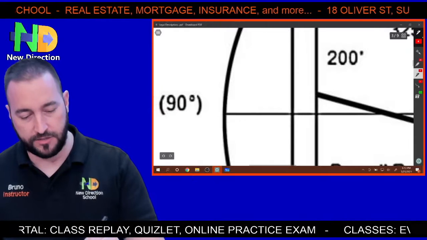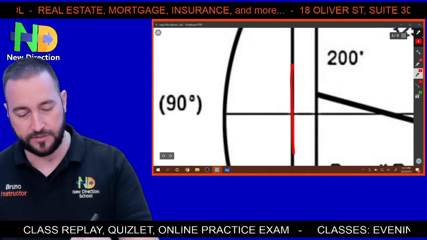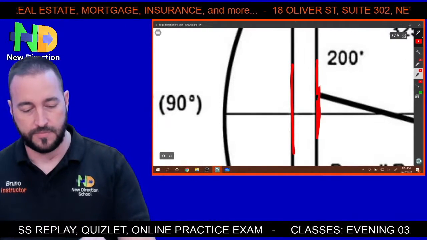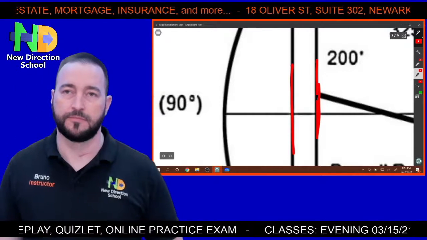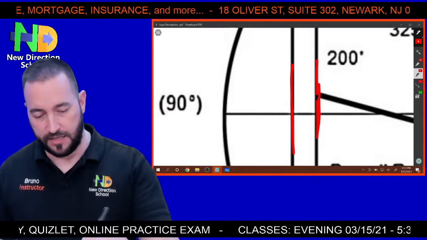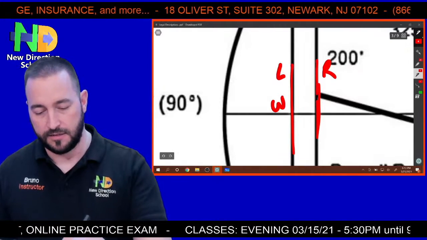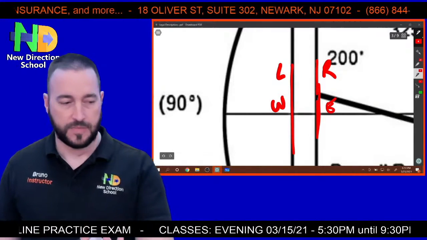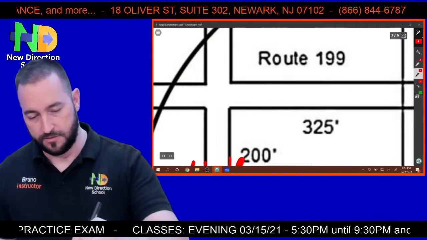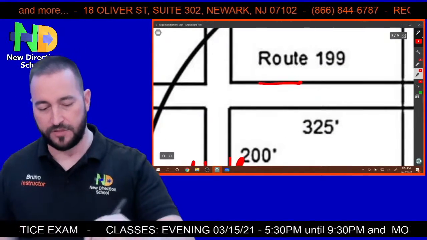We have a line on the left and we have a line on the right. This is the road in the middle. This left line and right line represent west and east. Up here, we have a line on top when we look at the map, and we have a line at the bottom.